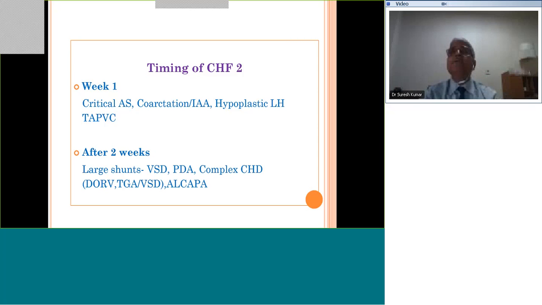Why not earlier? In ALCAPA, what causes heart failure is the runoff from the aorta to the pulmonary artery, not the fact that the coronary artery is arising from the pulmonary artery. The coronary artery becomes a conduit for runoff from the aorta to the left coronary, collaterals to the right coronary, to the pulmonary artery, and therefore the myocardium suffers from ischemia. In the neonatal period, the high pulmonary vascular resistance prevents much runoff. That is why it is unusual to find an ALCAPA presenting in the first 1 or 2 weeks of life.